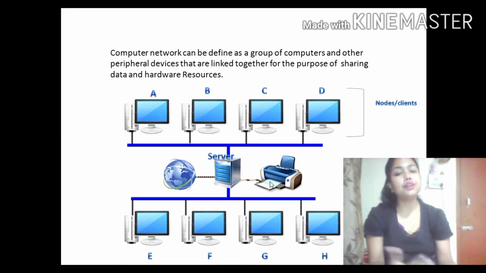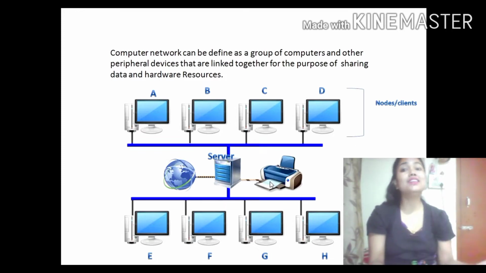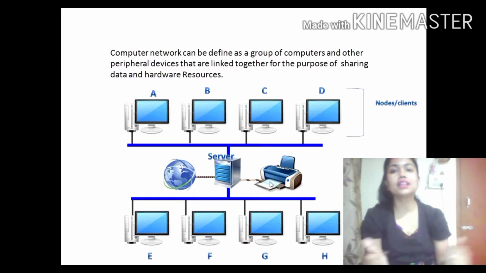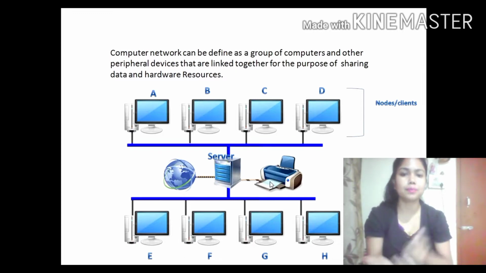Fine. And in a network, it is not necessary that only computers have to be connected. Other hardware devices like the printer here are also connected, so that is also networking. That's why it has been said that a computer network can be defined as a group of computers and other peripheral devices which are linked together for the purpose of sharing data and hardware resources. So what is the purpose? We have connected all the computers. I showed you the diagram, but what is the purpose?